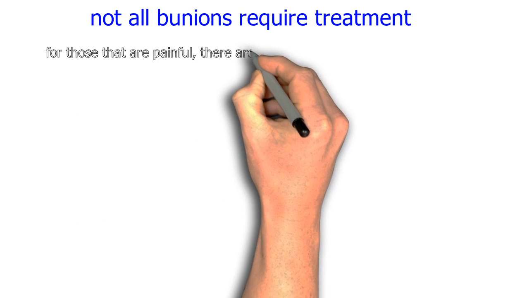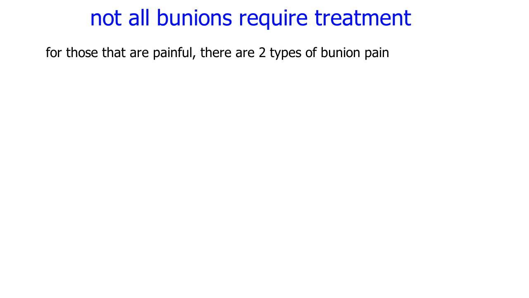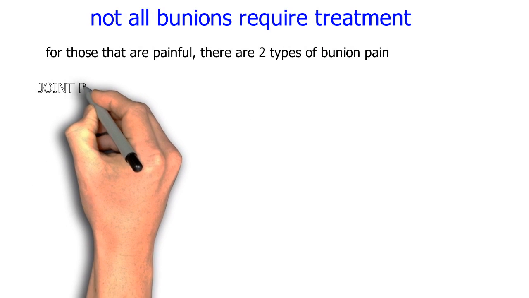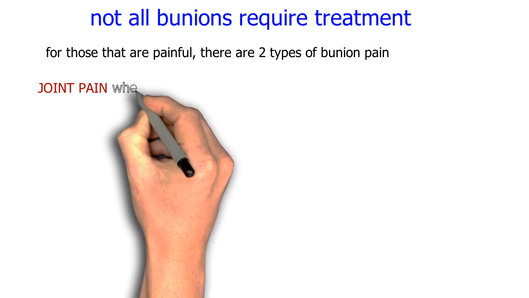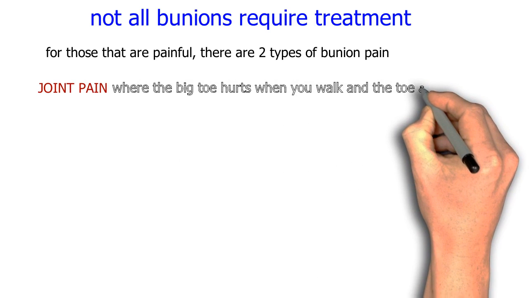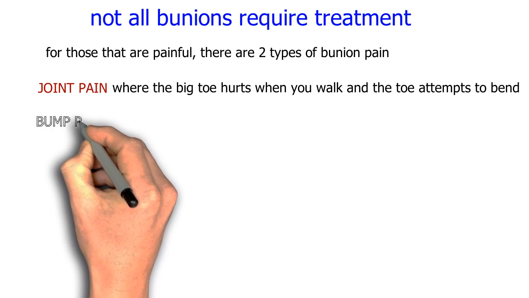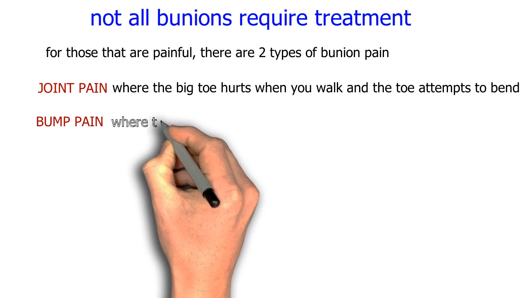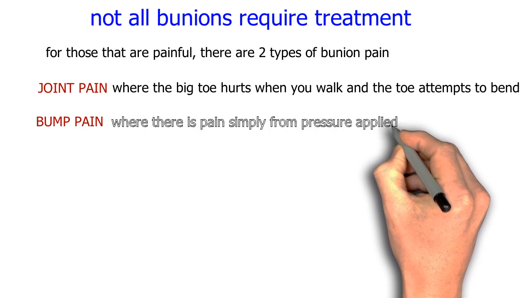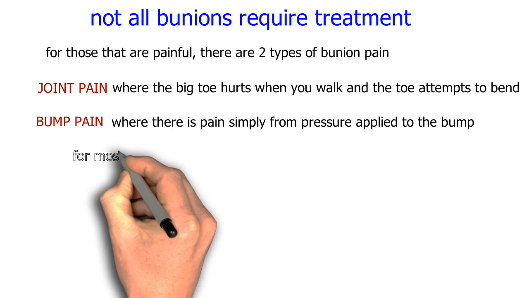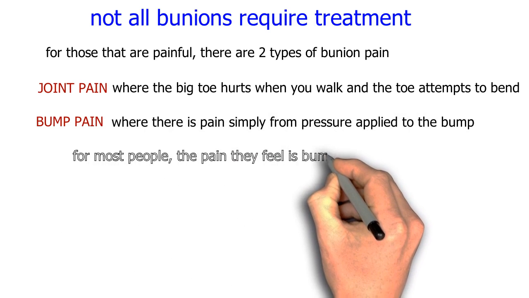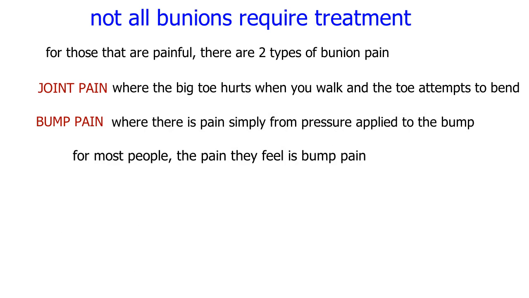Not all bunions require treatment. For those that are painful, there are two types of bunion pain. First is joint pain. This is where the big toe hurts when you walk and the toe attempts to bend. The second type of pain is bump pain, where there is pain simply from pressure applied to the bump from the shoe. For most people, the pain they feel is bump pain.